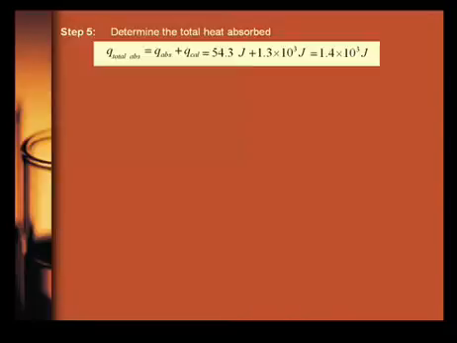Step 5 is determining the total heat absorbed. So Q total absorbed is equal to Q absorbed plus Qcal, or in our case, 54.3 joules plus 1.3 times 10 to the third joules, which is equal to 1.4 times 10 to the third joules.